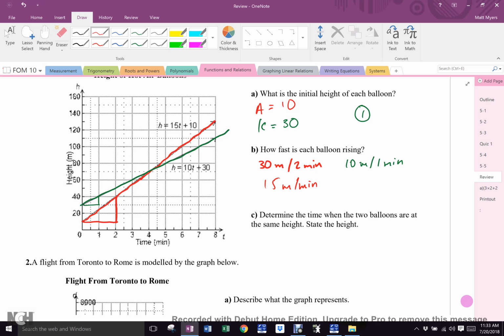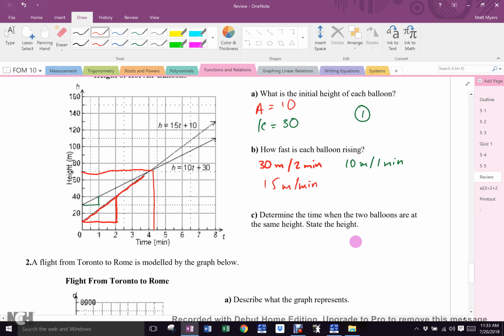They're at the same height right here. 70 meters. What's the time? 4 minutes, 30 seconds. Or something like that. Because you can't tell exactly, can you? Now wait, Zach. Going from the graph, can you tell exactly? No, you can't, can you? But from algebra, you can tell exactly, can't you?